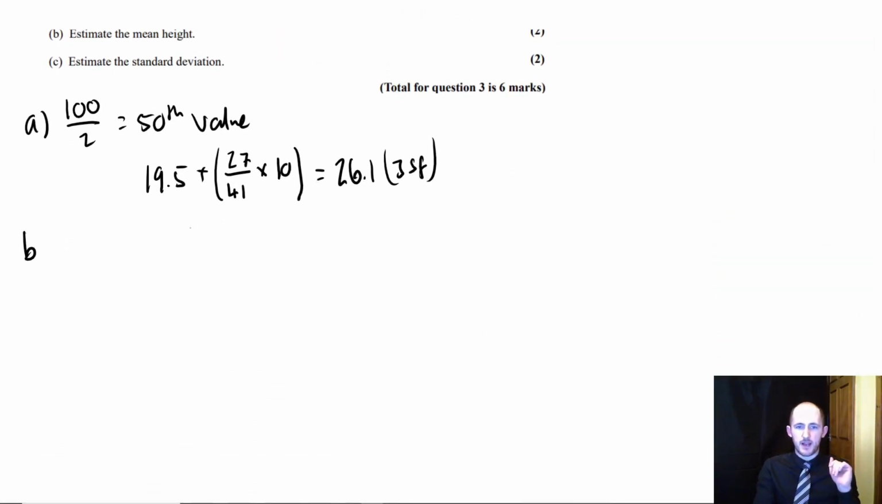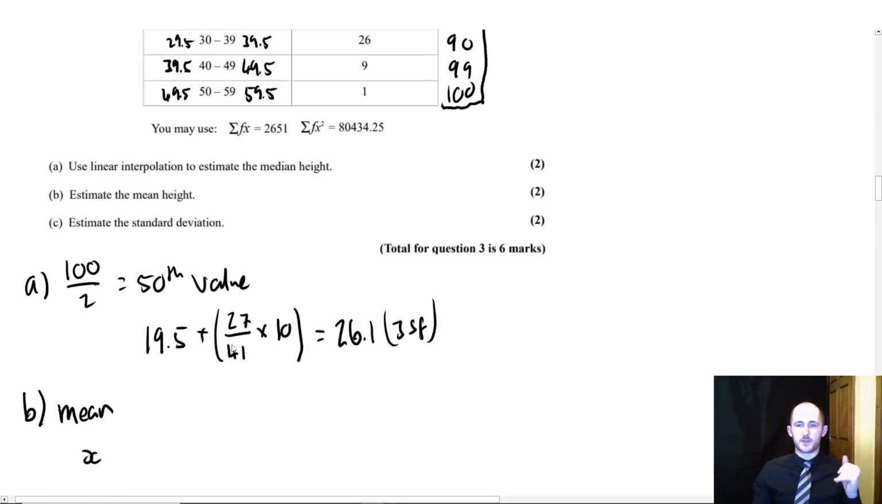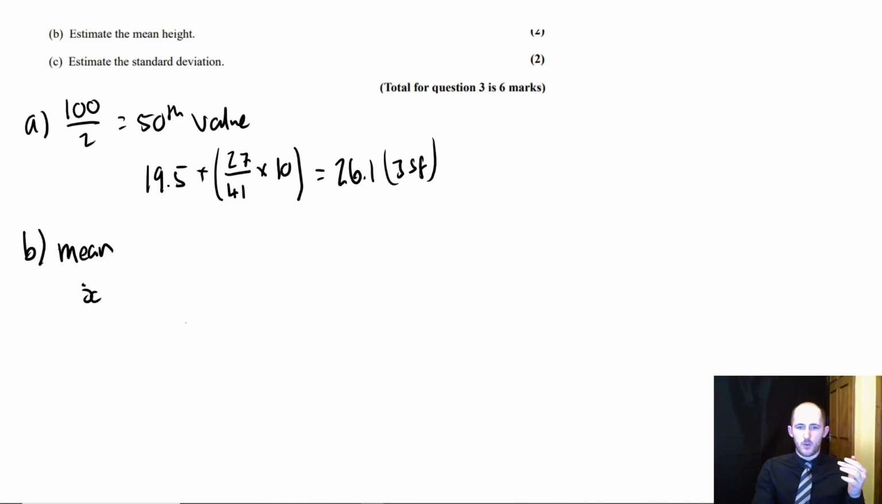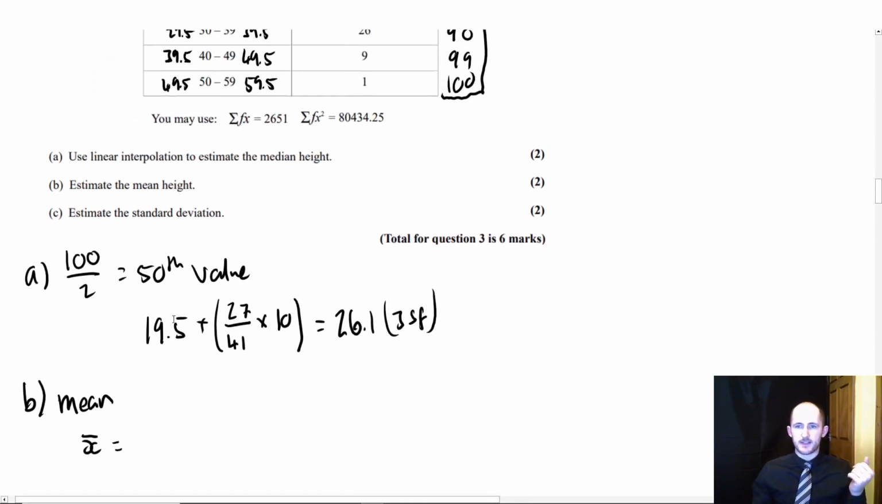Okay, estimate the mean height. Well, again, with the mean. By the way, the mean is sometimes given whatever the variable is, which they didn't give us one, so maybe x or something, with a little hat on it. Just FYI. It's the sum of fx over n. So 2651 over 100. So 26.51 miles. Yeah, so it didn't round it, so I'm not going to write that.